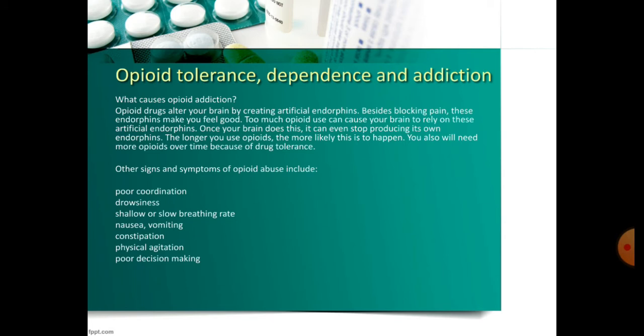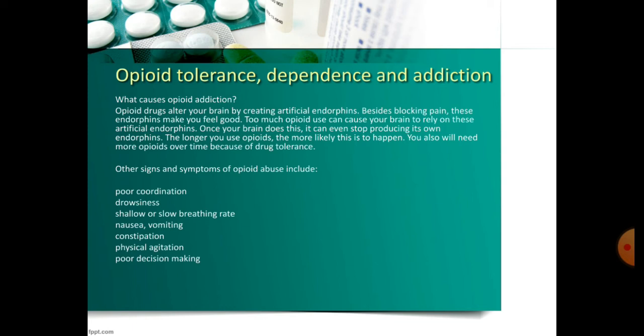So, what causes opioid addiction? Opioid drugs alter your brain by creating artificial endorphins. Besides blocking pain, these endorphins make you feel good. Too much opioid use can cause your brain to rely on these artificial endorphins. Once your brain does this, it can even stop producing its own endorphins. The longer you use opioids, the more likely this is to happen. You will also need more opioids over time because of drug tolerance.